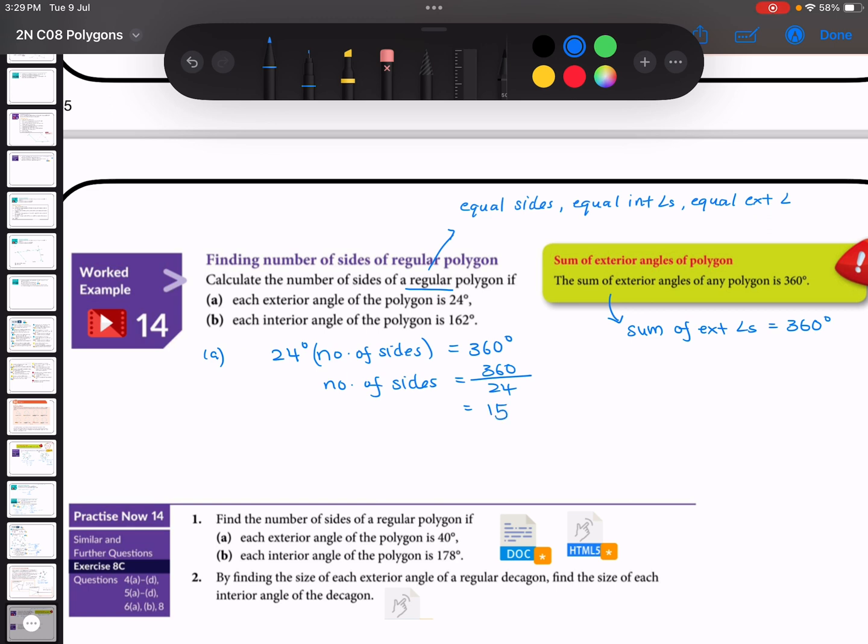15. We are on exterior angle, so I should keep to the exterior angles. They give me interior angle, so I find exterior angle first. Exterior angle equals 180 minus 162, which is 18 degrees. So number of sides equals 360 divided by 18. 20 sides.